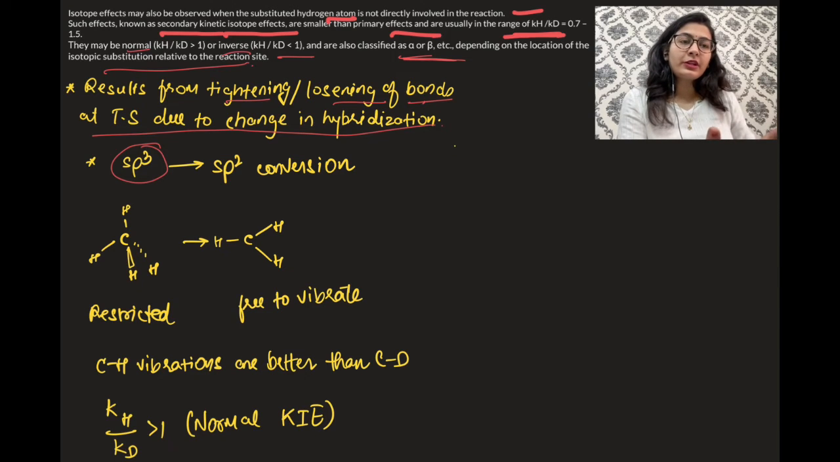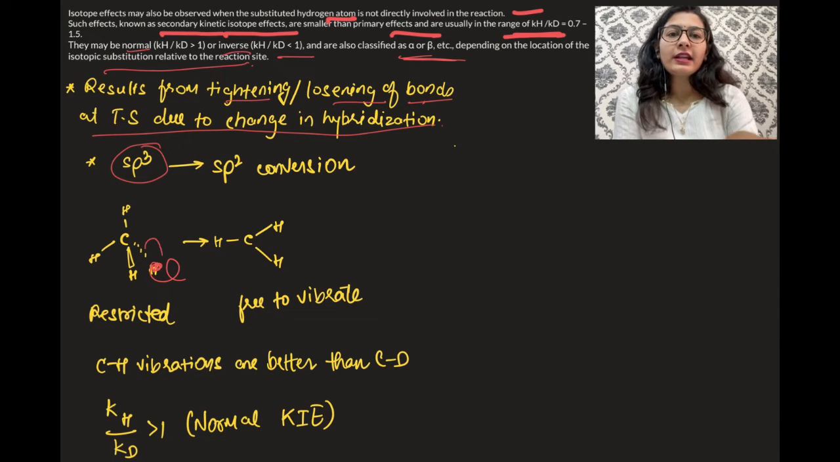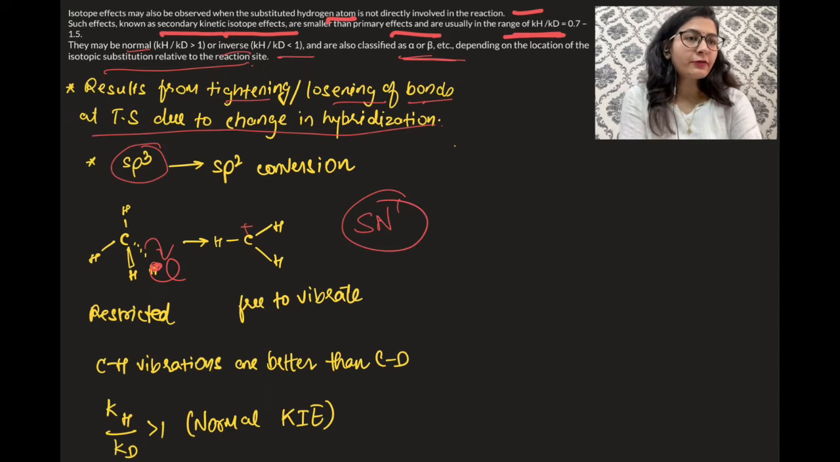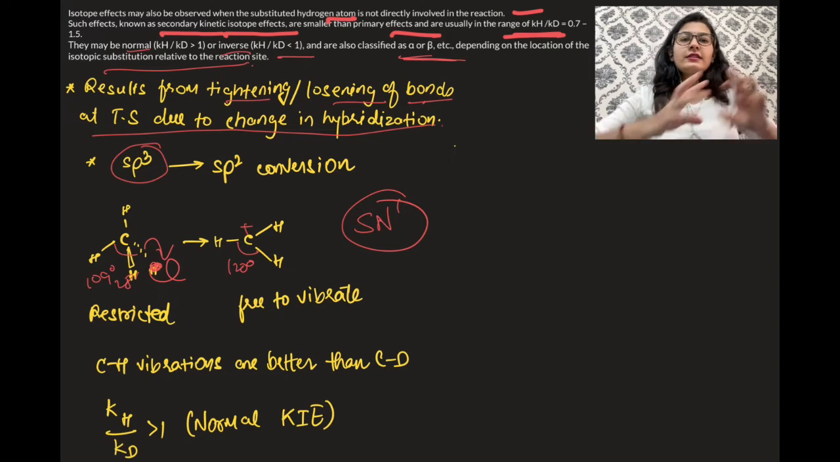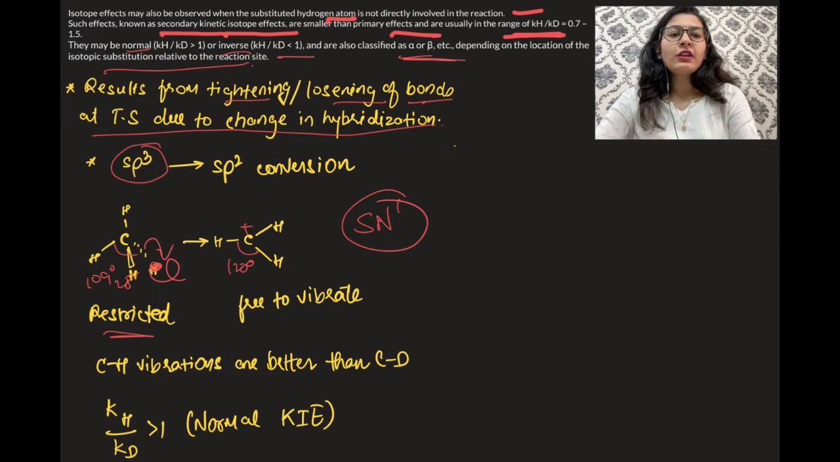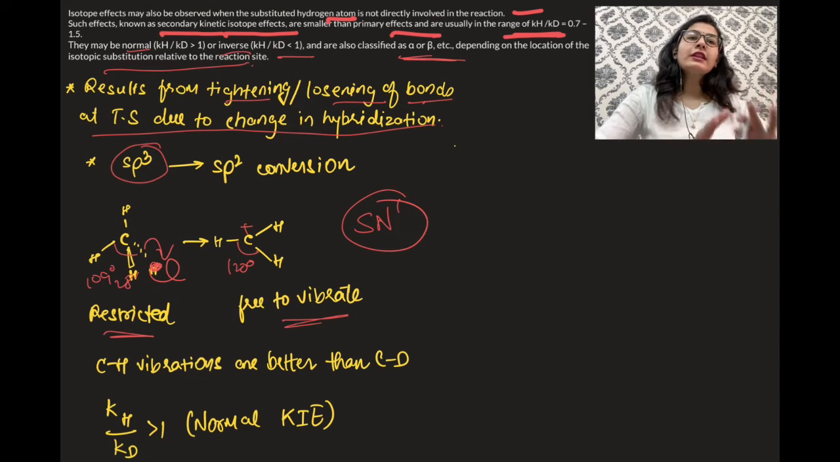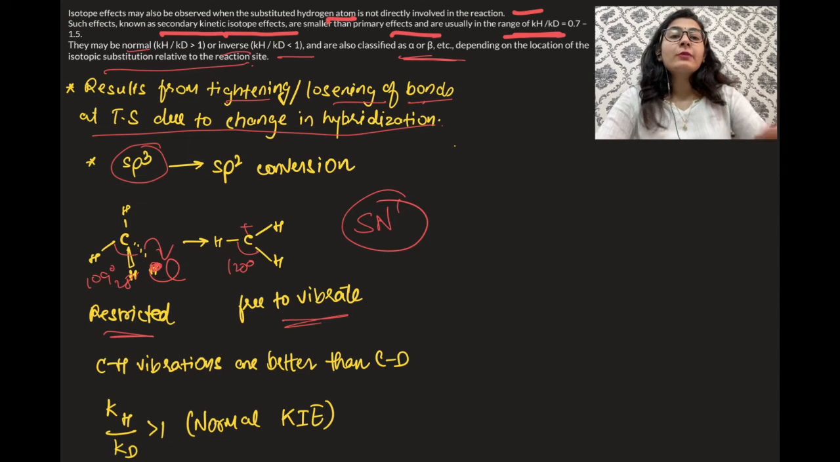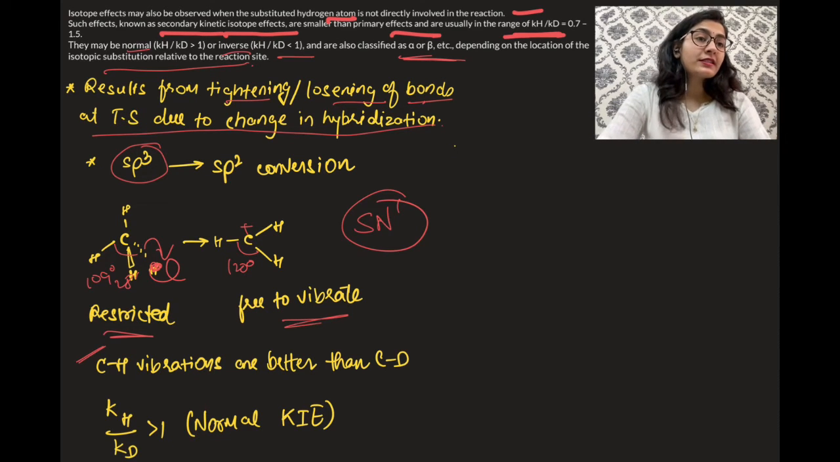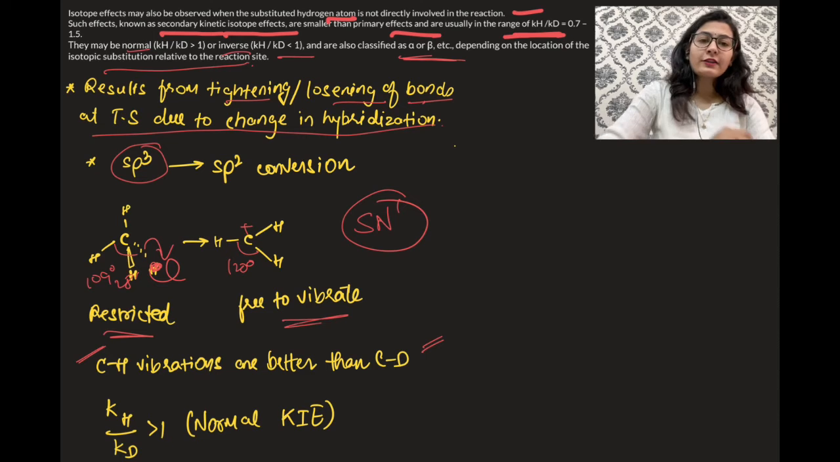The hybridization is changing from sp3 to sp2, and for example, this is not a hydrogen, let's say this is a Cl. In the SN1 reaction, what happens? A carbocation forms, and the bond angle over here was 109 degrees 28 minutes. You know that it is going to be more strained as compared to this one, which is 120 degrees, less strained. So there is relaxation from restricted to free to vibrate. When there is a relaxation, the CH vibrations are going to be better than the CD vibrations. And that gives you a normal secondary kinetic isotope effect.